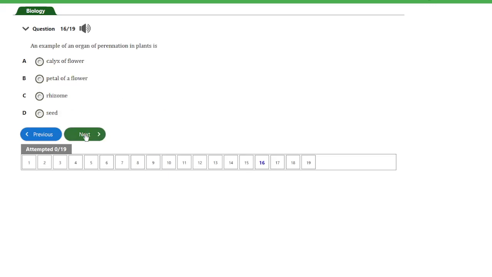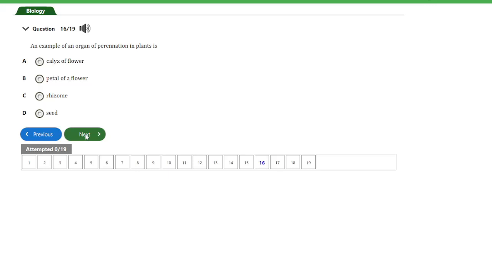So let's look at the next question, and that's question number 16. The question says, an example of an organ of perennation in plants is A, calyx of flower, B, petal of a flower, C, rhizome, and D, seed. So guys, the answer to this question is option C, and that's the rhizome.